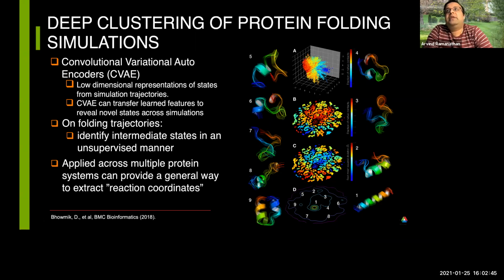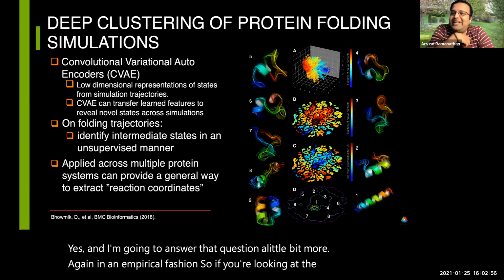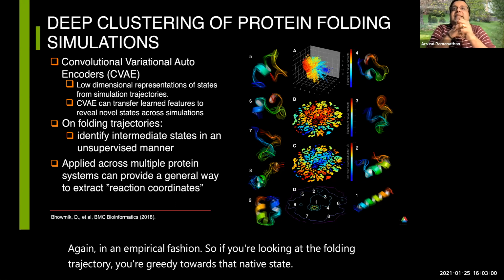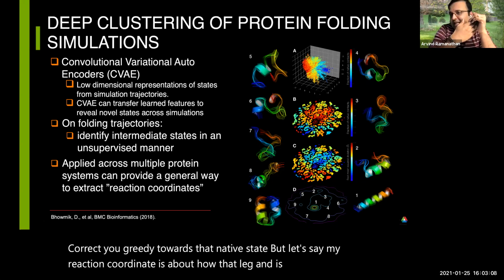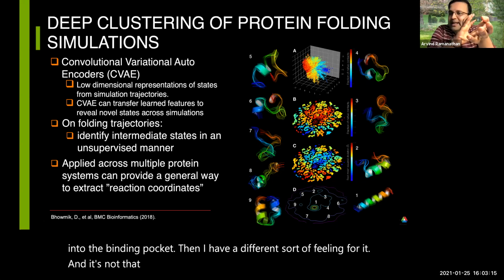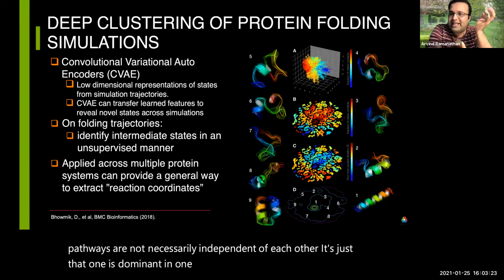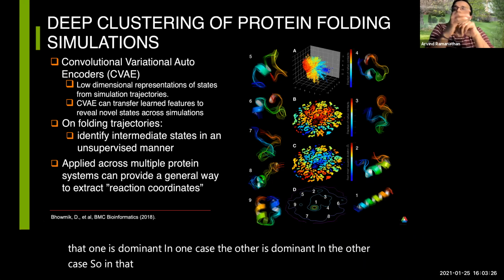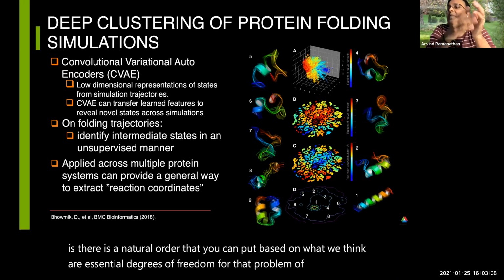Yes, and I'm going to answer that question again in an empirical fashion. So if you're looking at the folding trajectory, you're greedy towards that native state. Correct? You're greedy towards that native state. But let's say my reaction coordinate is about how that ligand is actually diffusing into the binding pocket. Then I have a different sort of a feeling for it. It's not that these folding pathways and the ligand binding pathways are necessarily independent of each other. It's just that one is dominant in one case, the other is dominant in the other case. So in the case of actually sampling, there is a natural order that you can put based on what we think are essential degrees of freedom for that problem of interest. Especially in the case of ligand binding, this is what we did.